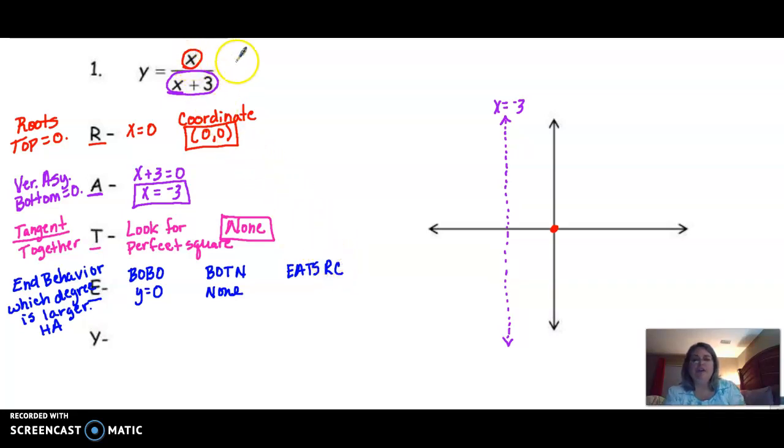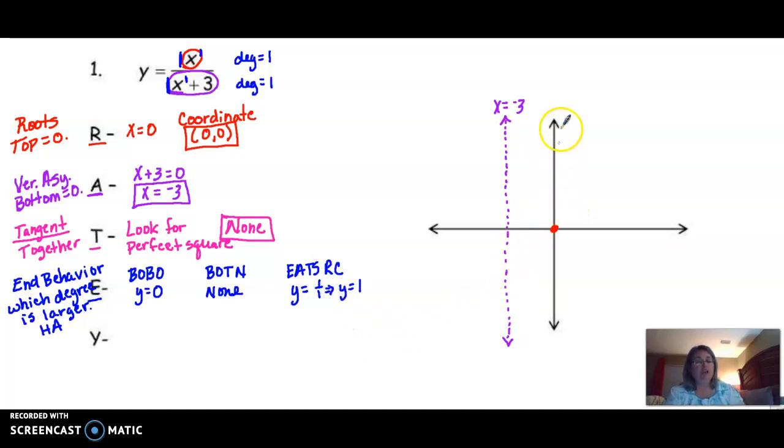So if you notice, my degree on the top here is 1 because my exponent is 1. Here, my exponent is also 1, so my degree is 1. When my degrees are the same, I want the leading coefficients. Well, the leading coefficient here is 1, and the leading coefficient here is 1 because there's no numbers in front. So EATS RC means it's going to be y equals, and we take the ratio or the fraction of those coefficients, 1 over 1, which is just y equals 1.